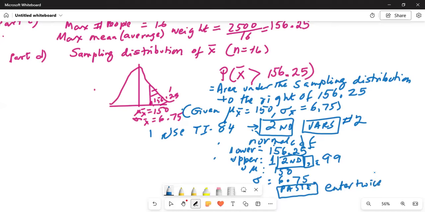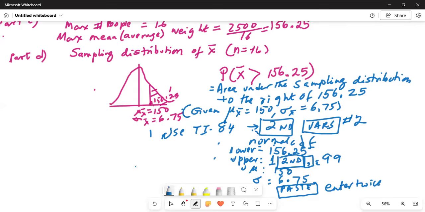So let's do it. Mu is 150, the mean of the sampling distribution. Sigma is the, 1 second, comma 99. Mean is 150. Standard deviation is 6.75. Okay. And I go down to paste, and hit enter twice. And that probability, this probability.